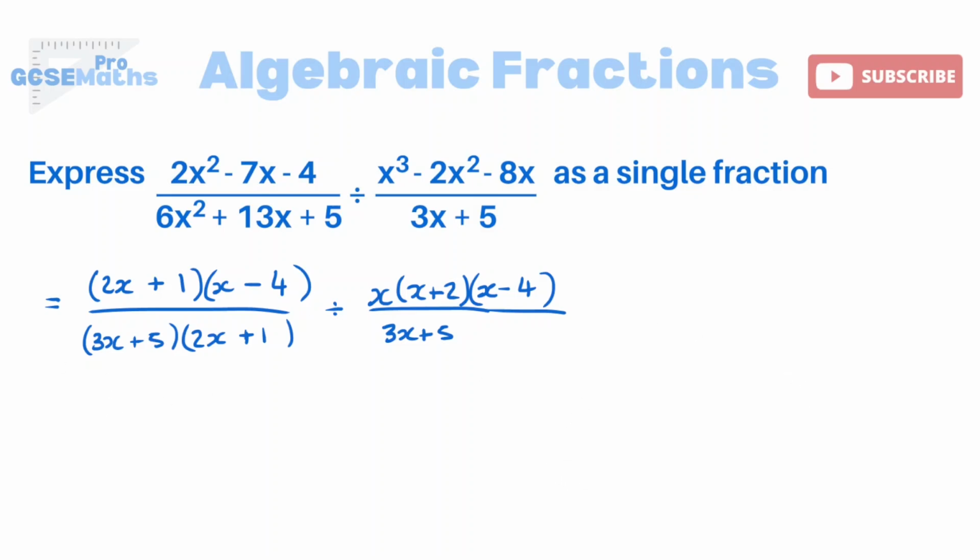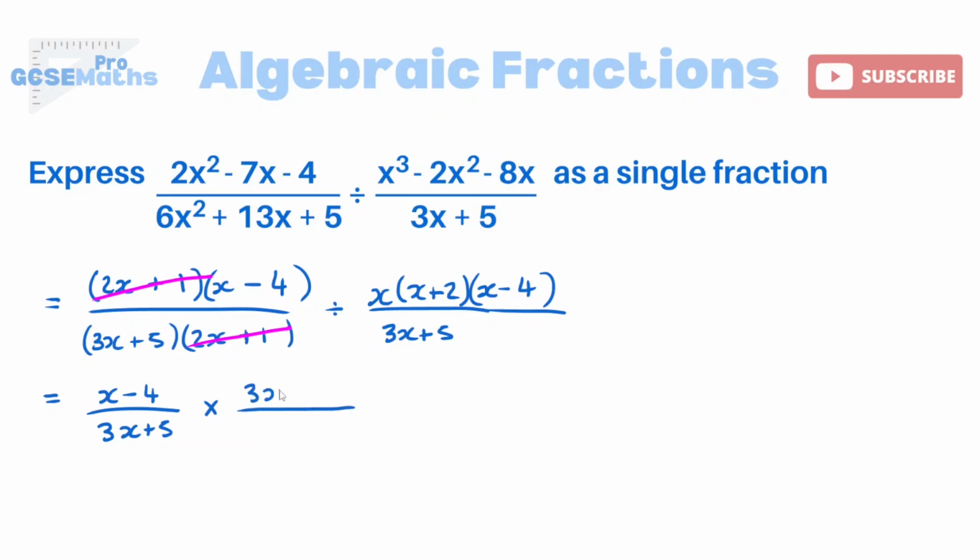So I've factorised everything. Check, can I already cancel anything out? Well, in the first fraction I can. 2x plus 1, so that simplifies. So I'm going to rewrite that first fraction. I'm going to now apply my divide to bring together both fractions. So my first fraction is now x minus 4 over 3x plus 5. Keep flip change, so that becomes multiply.